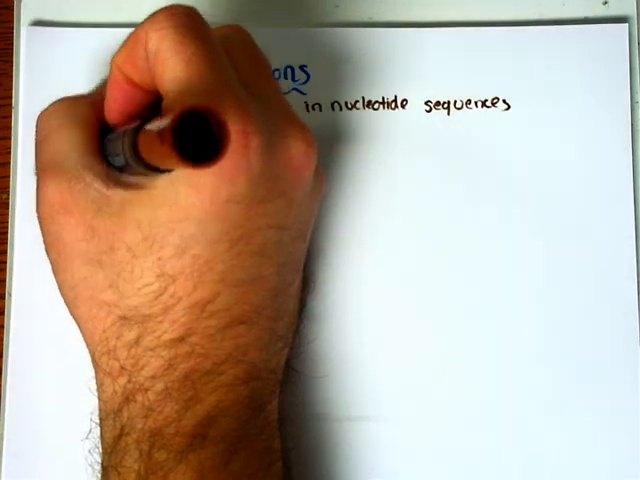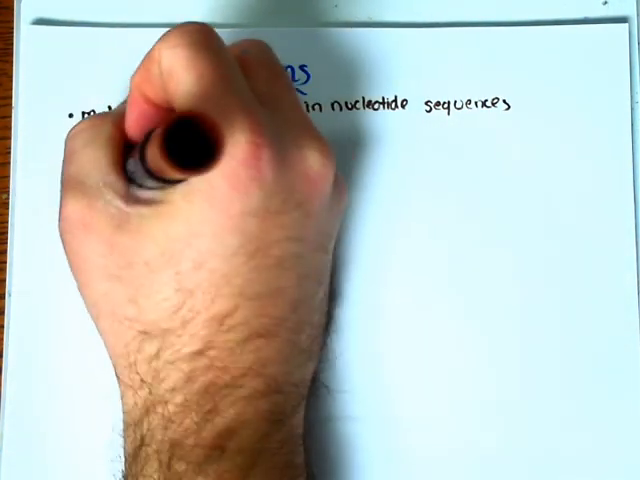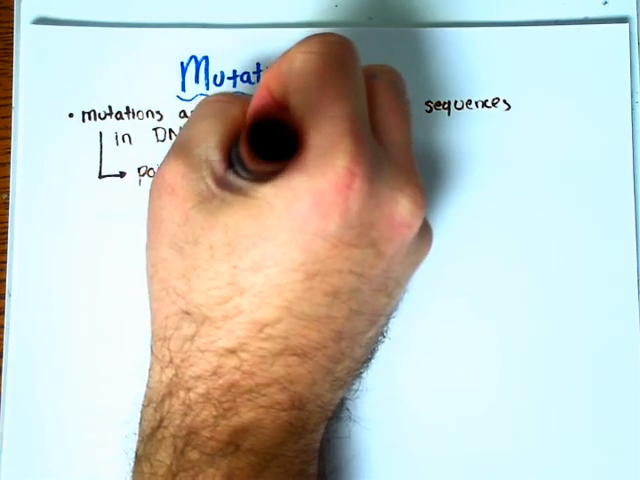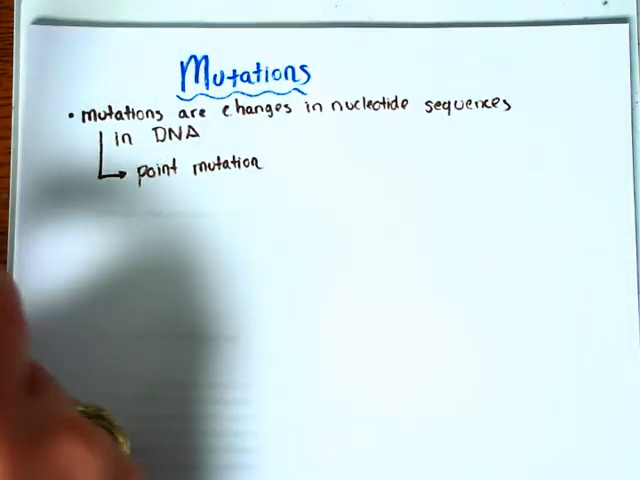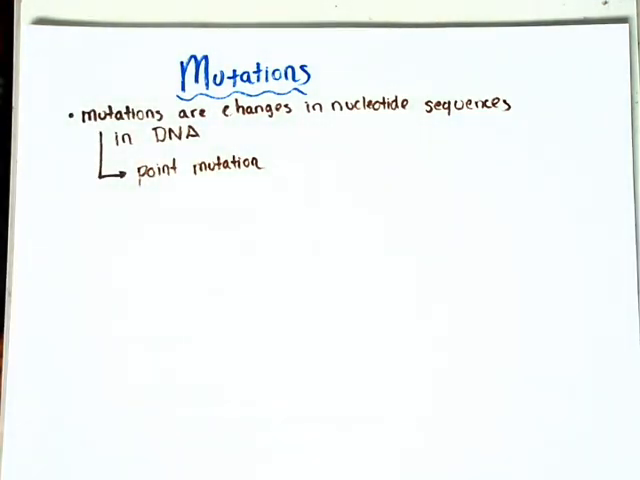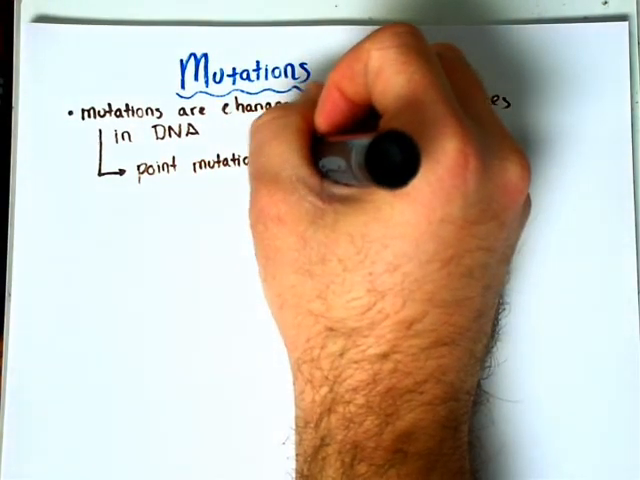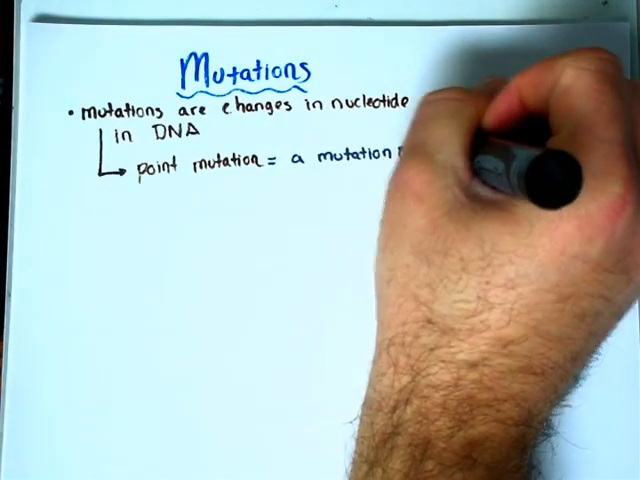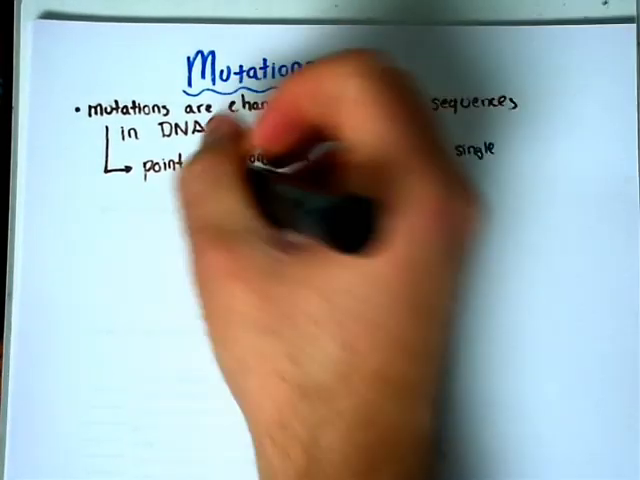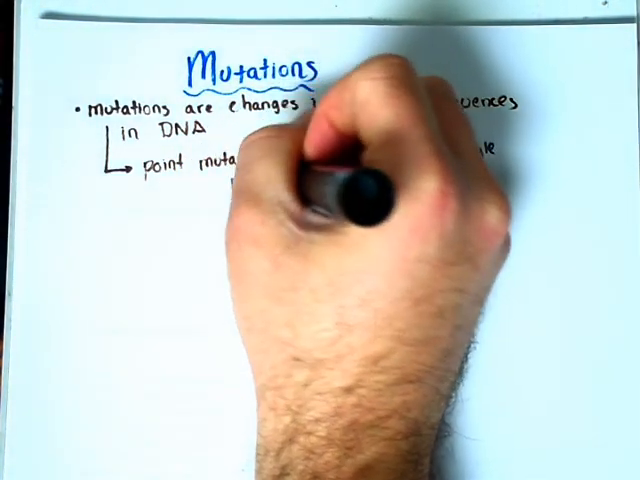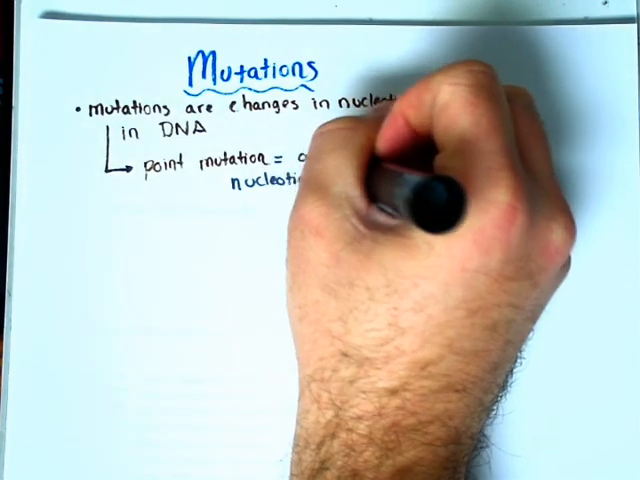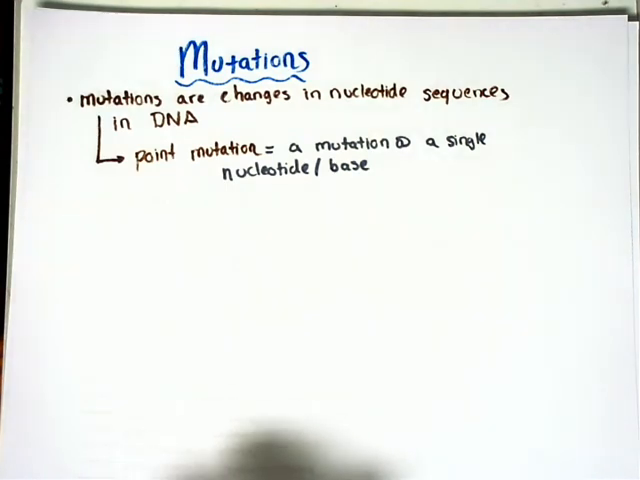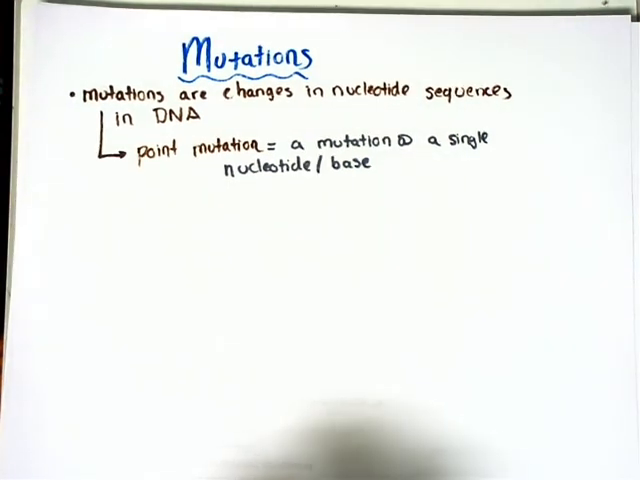There's a specific type of mutation that I want to talk about, which is a point mutation. This would be a mutation at a single nucleotide. Or, if you wanted to, you could say base, because it is the incorrect base. That's the only difference between the nucleotides is their bases. So, it's a bad nucleotide, which means it's a bad base.